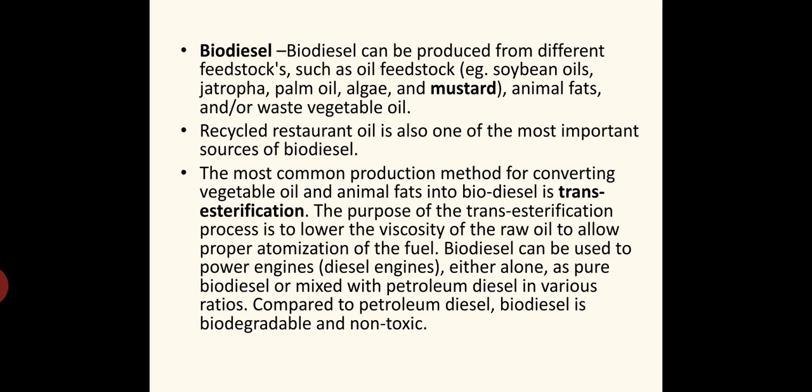Biodiesel can be produced from different feedstocks such as oil feedstock, for example soybean oil, jatropha, which is a special fruit that is cultivated only to make biodiesel, palm oil, algae and mustard. It is also produced from animal fats and or waste vegetable oils. So from all these products we will be extracting the biodiesel. Recycled restaurant oil is also one of the most important sources of biodiesel. The most common production method for converting vegetable and animal fats into biodiesel is trans-esterification.